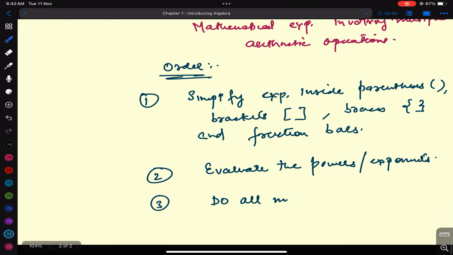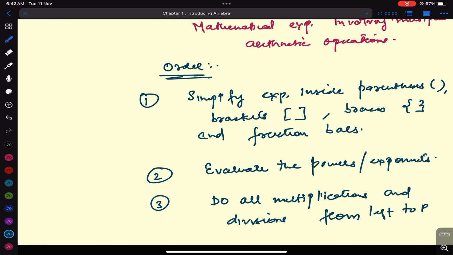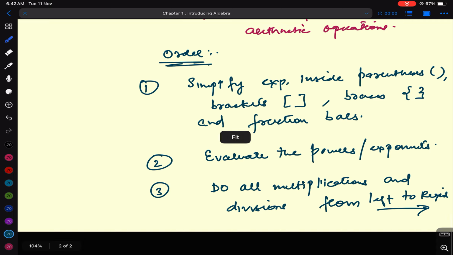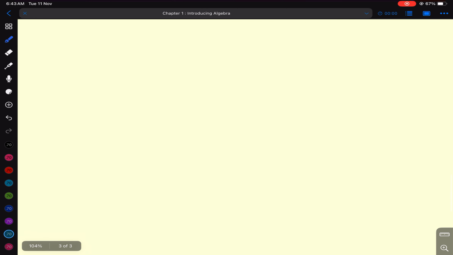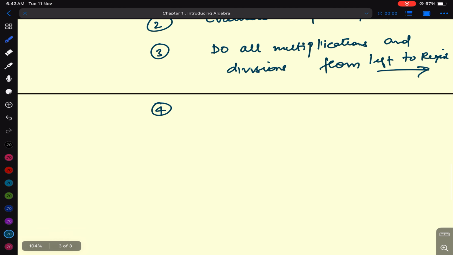The third one is doing all the multiplications and divisions from left to right. So here in the third precedence, we perform all the multiplication and divisions, but what we have to keep in mind is they are performed from left to right, not right to left. In this case it is always going to be left to right.